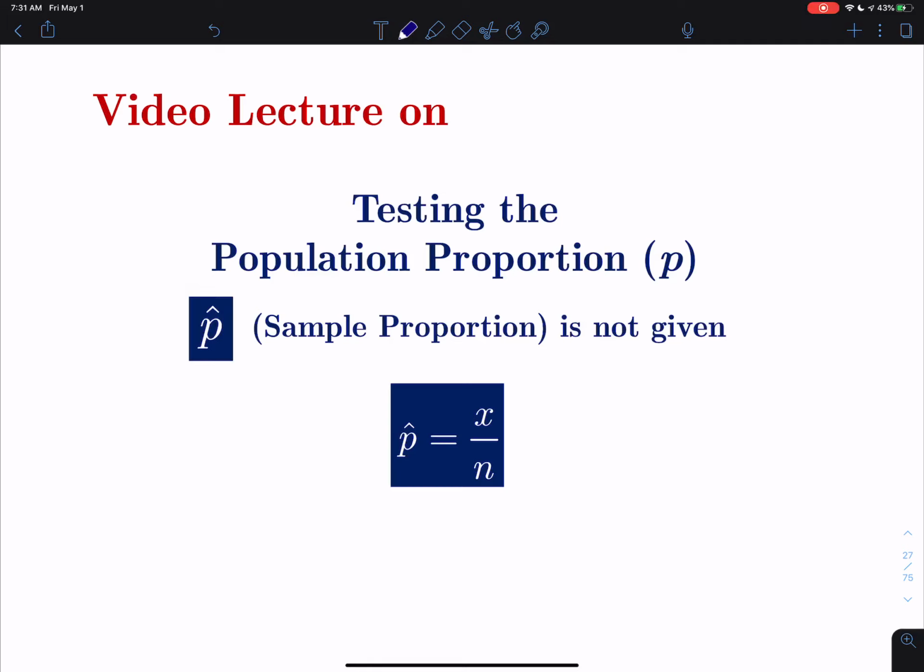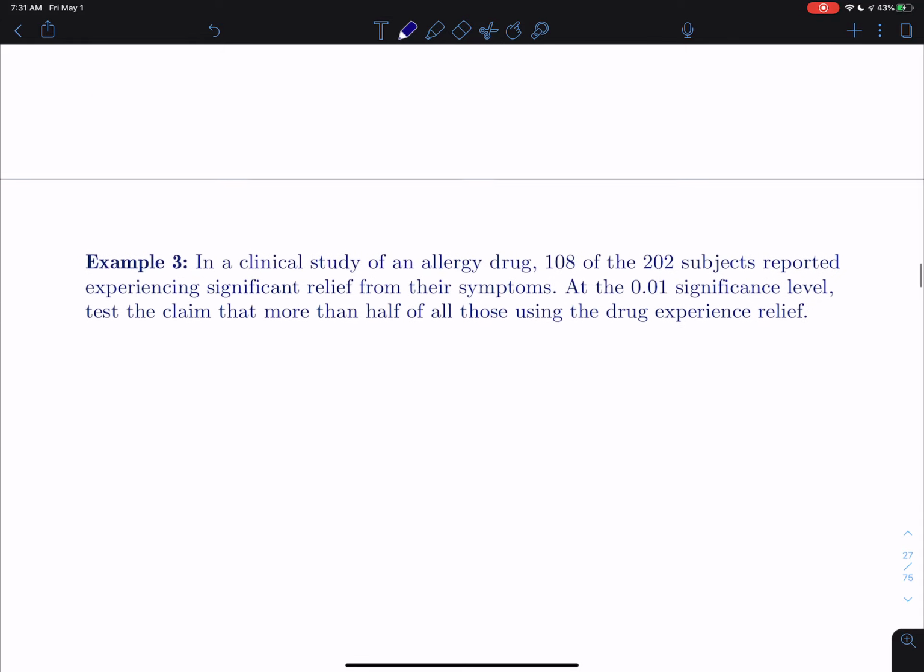Welcome to my video lecture on testing the population proportion when p hat is not given and only an x and an n have been provided for you. Let's look at a problem here.